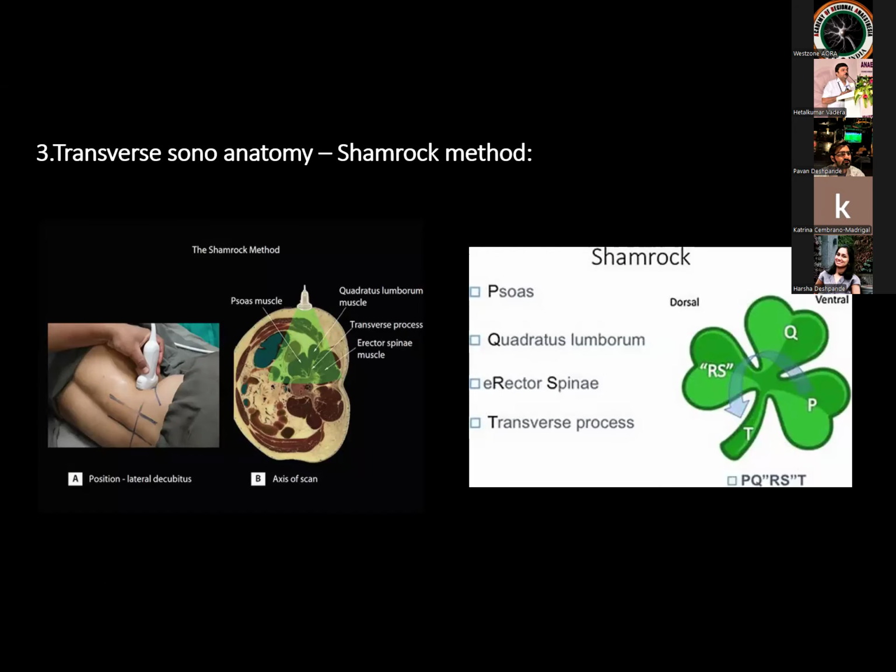The third technique is the transverse sonoanatomy, that is the Shamrock method, which is the most commonly used nowadays to block the lumbar plexus. In this approach, the curvilinear probe is kept over the flank region, and we can see three muscles: quadratus lumborum, erector spinae, and psoas muscle. We call this the Shamrock method because these three muscles are arranged in a clover pattern: psoas muscle anteriorly, erector spinae muscle posteriorly, and quadratus lumborum above, with the transverse process representing the stem of the leaf.